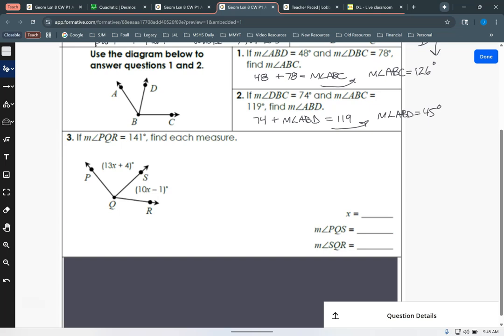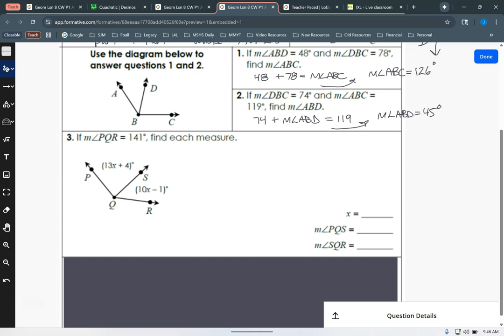Now, if PQR is the whole, then that means PQS must be a part and SQR must be a part. And we want to do part plus part equals whole, right? And we can see that PQS is equal to 13x plus 4 degrees. See the degree marker outside the parentheses there. And SQR is 10x, same x because it's the same variable, minus 11 degrees.